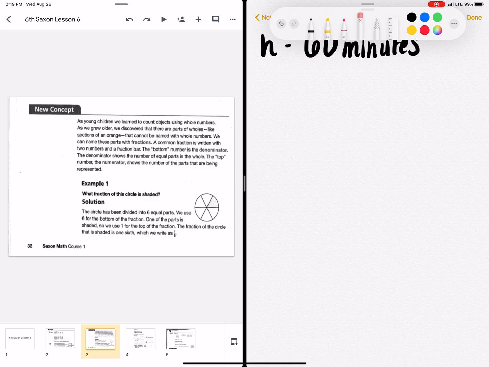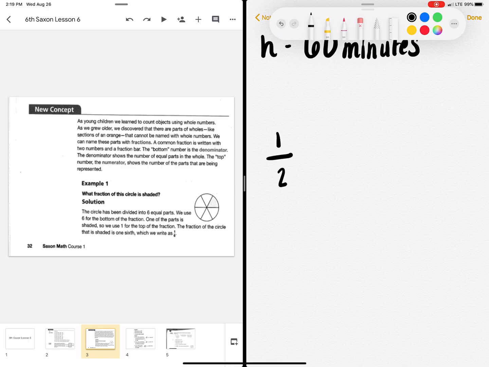So our new concept, fractional parts. This is the part we really want to pay attention to. This is one example they have for you. As young children, we learned how to count objects using whole numbers, and then we grew older and discovered there are parts of wholes, like parts of an orange that are part of one whole orange. We can name these parts with fractions. A common fraction is written with two numbers and a fraction bar. The bottom number is called the denominator, you know that. And the top number is called the numerator.